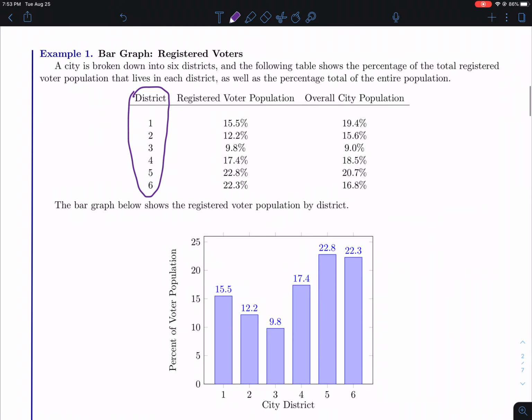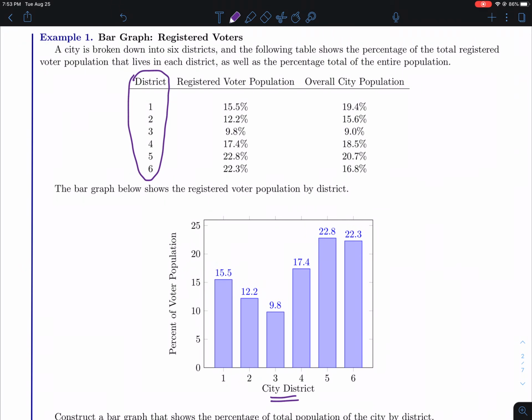And if you notice down at the bottom, our city districts are labeled 1, 2, 3, 4, 5, 6. Along the side here, again, this is our bar graph. So we've got percent of voter population. And this column has already been drawn for us. So again, notice there's social distancing. All the bars are separated from each other. Nobody's touching each other. And then they kind of wrote the numbers on top, which is a nice little touch. You don't have to do that, but it looks good.